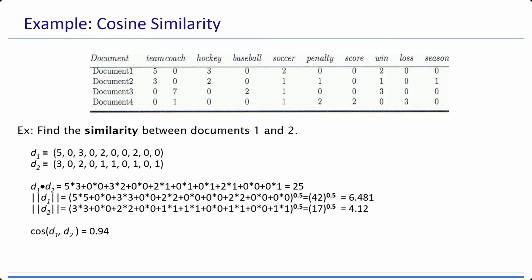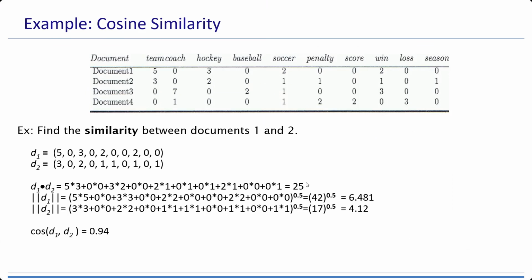So the way to measure the cosine similarity is like this one. We have the value 5 on the word team and the value 3 on the word team, and then we will multiply 5 multiplied by 3, and then this 0 and 0, 0 and 0, 3 and 2, 3 and 2, 0 and 0, 0 and 0, 2 and 1, and so on. So we will calculate for all the attributes. So we have the D1 dot D2.